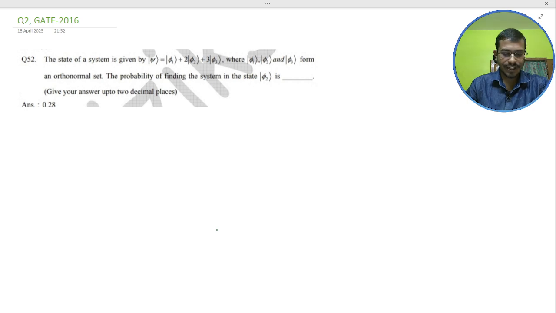Problem number 2. The state of a system is given by ket psi equal to ket phi 1 plus 2 phi 2 plus 3 phi 3, where phi 1, phi 2 and phi 3 form an orthonormal set. The probability of finding the system in the state phi 2 is what? This is basically the NET type question. So probability of state phi 2, simple.